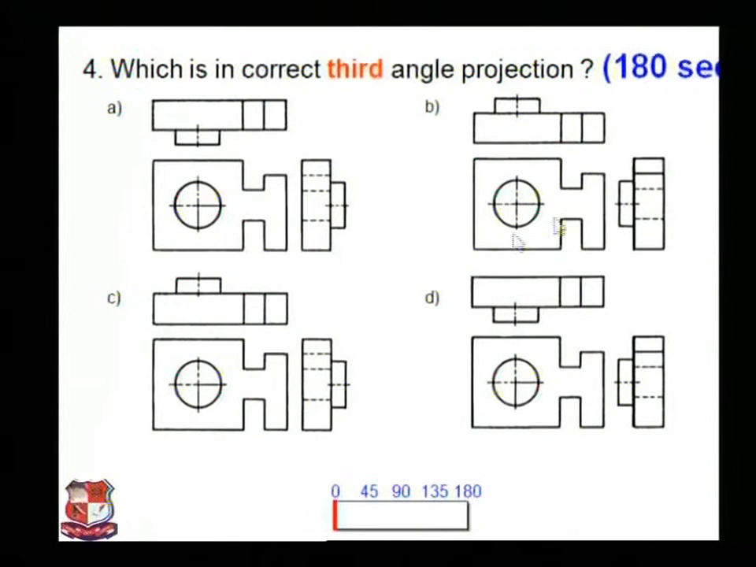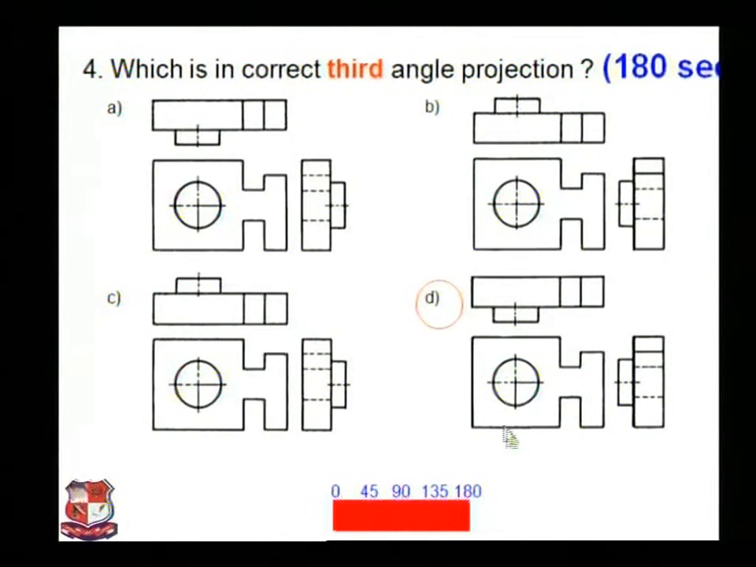Here we have to find out in which object the third angle projection method is employed. For example, say we think about A. If we look from here and this circle is drawn over here, so here it may not be the third angle projection method. Think about B. Here is the cylinder, or this extended portion is there. Here it is visible, so this is not third angle projection method. Think about this one. We are looking from top and this cylindrical portion is there, which is visible over here. So this is also not a third angle projection method. Now remaining A and D. D is the correct answer.